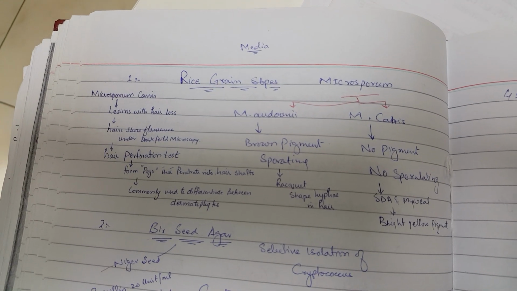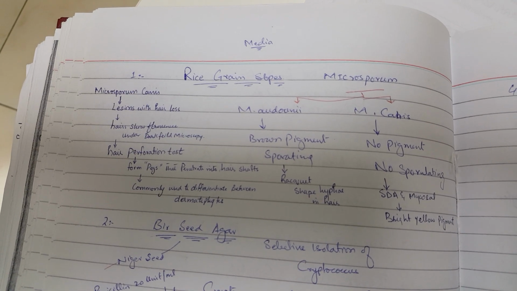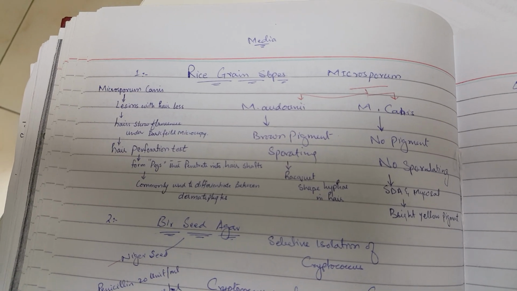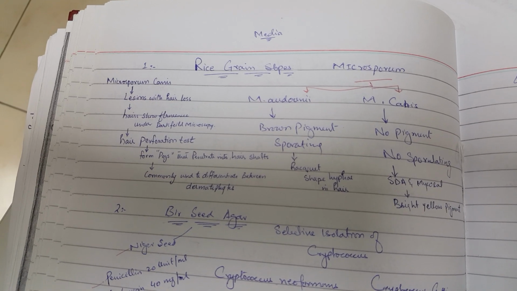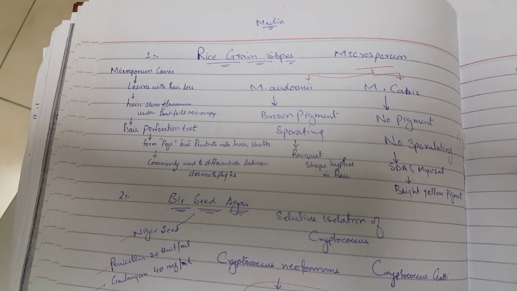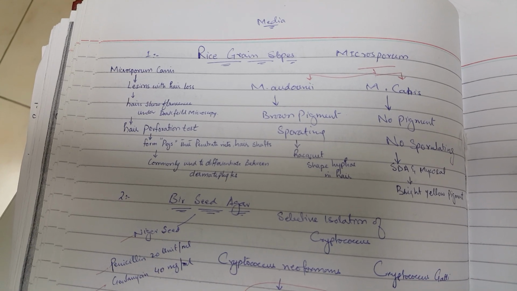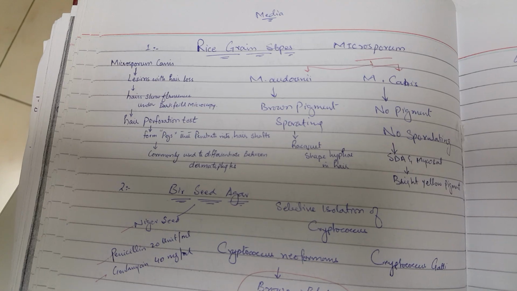Rice grain slope medium is most widely used to identify the Microsporum species. Microsporum audouinii produces a brown pigment and sporulates, producing rocket-like hyphae in hairs, while M. canis does not produce the pigment and does not sporulate in the hairs.